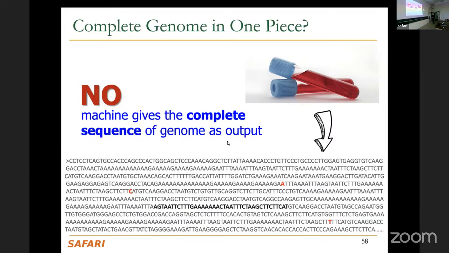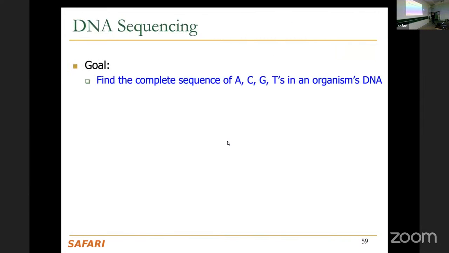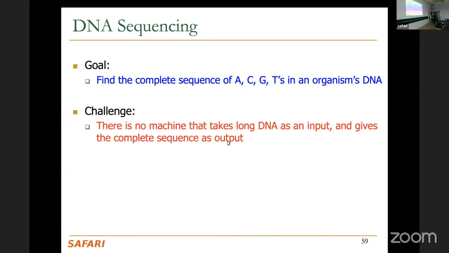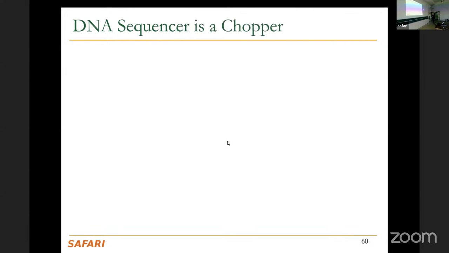The limitation is that there is no machine that can take your entire genome as one piece and give you the complete genome sequence as output, again in one piece. So you get some fragments from your genome. To recap, the goal of DNA sequencing is to find the complete sequence of ACTGs of the genome of an organism. The challenge is that there is no machine that can give it to you as one piece; rather you get random fragments of DNA, because they chop the DNA into pieces and then give them as output.